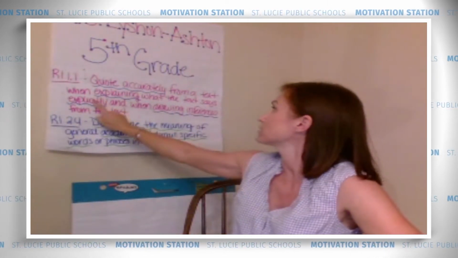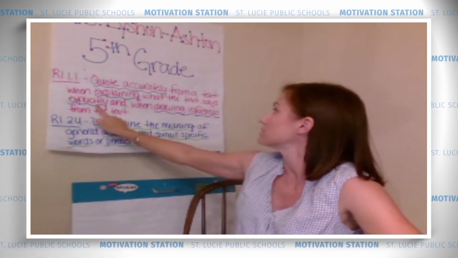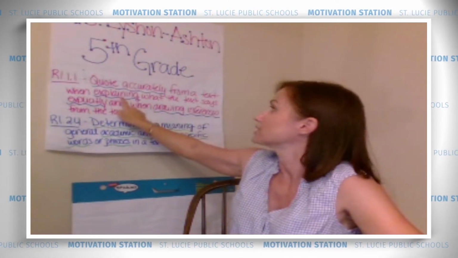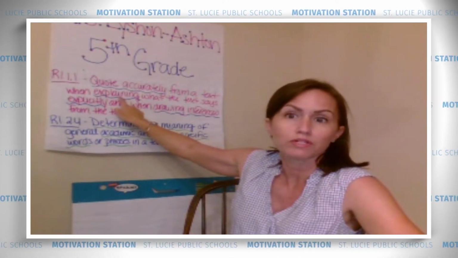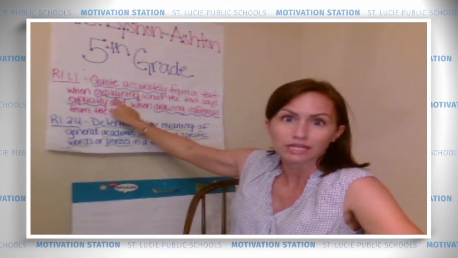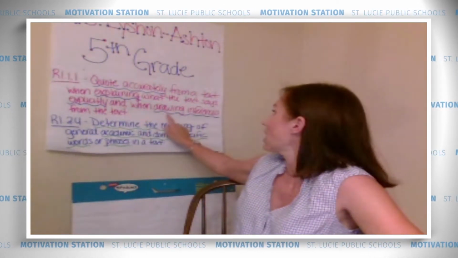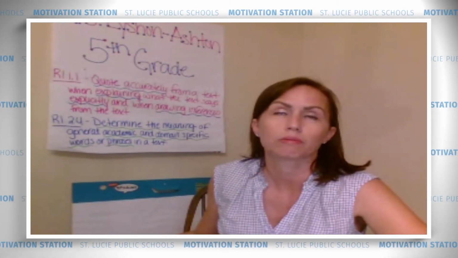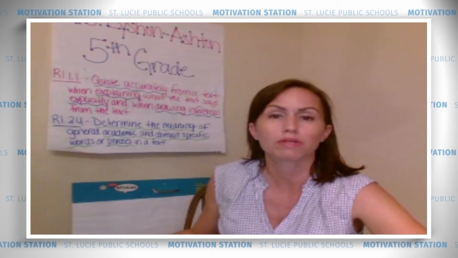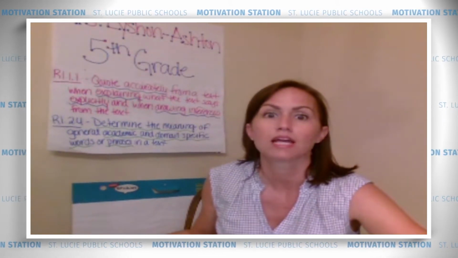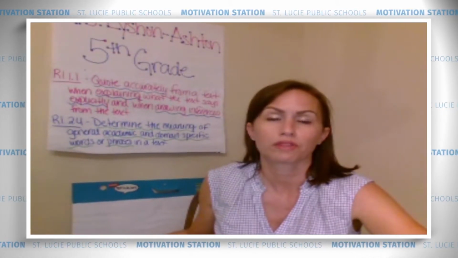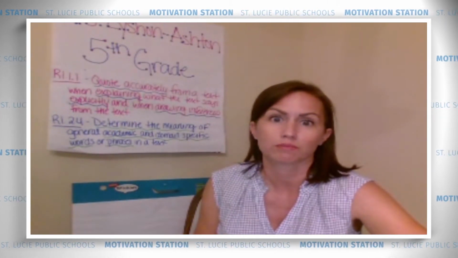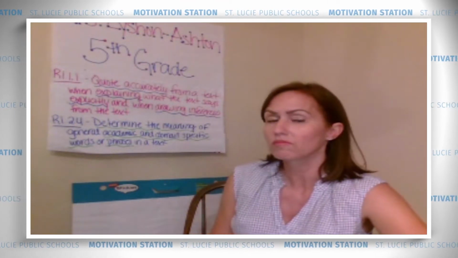Quote accurately from a text when explaining what the text says explicitly and when drawing inferences from the text. So we're quoting accurately, explaining what the text says, just like if we were citing evidence. We're saying exactly what it's saying when we're explaining, and drawing inferences from the text. That was kind of like the example we used, I think 2 weeks ago, about if we saw an ambulance and the lights were going and it was going fast and it was blaring its horns, what could we think? We would make the educated guess that they were getting to someone or getting someone to the hospital that needed help. So that's RI 1.1.